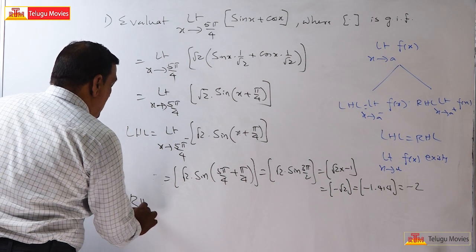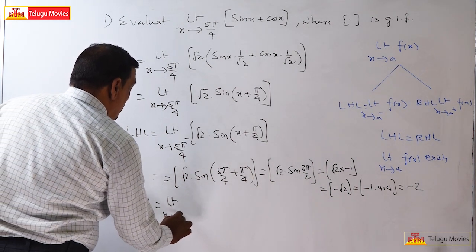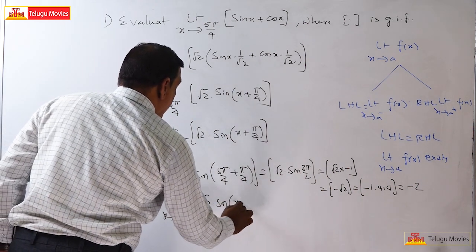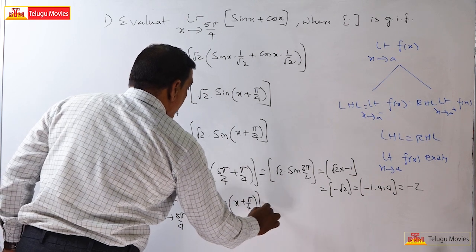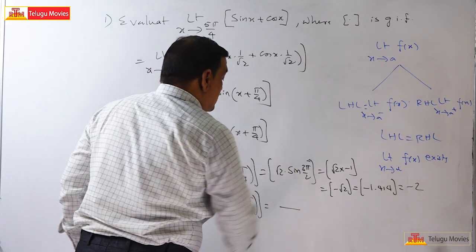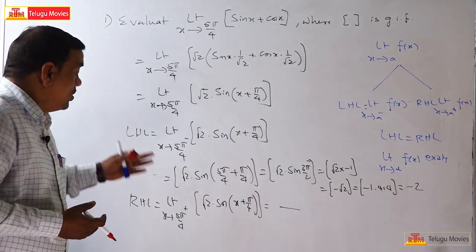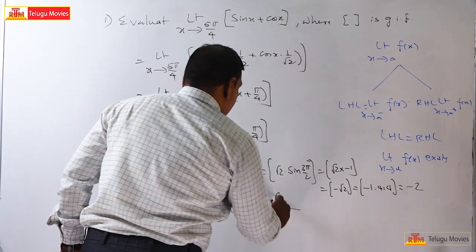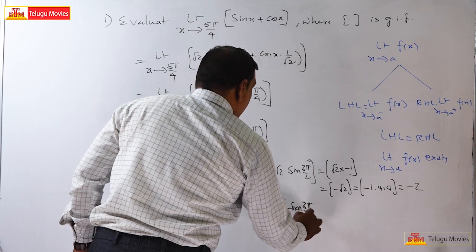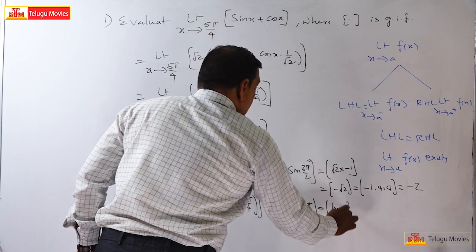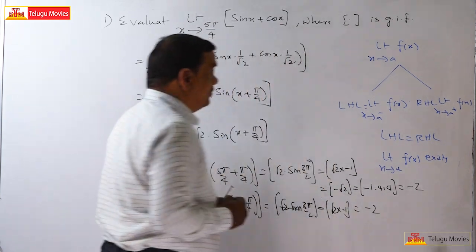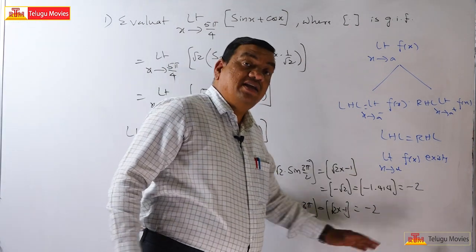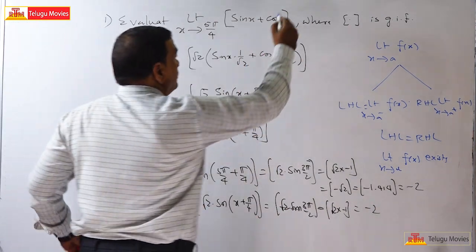Similarly, let us find the value of RHL, the limit as x tends to 5 pi by 4 plus, which is root 2 into sin of x plus pi by 4. Here we are approaching x to 5 pi by 4 from the right direction. Here also you will get root 2 into sin of 3 pi by 2. So this is root 2 into minus root 2, that is equal to minus 2. In both cases, left hand side limit and right hand side limit, we got minus 2, therefore its value is equal to minus 2.